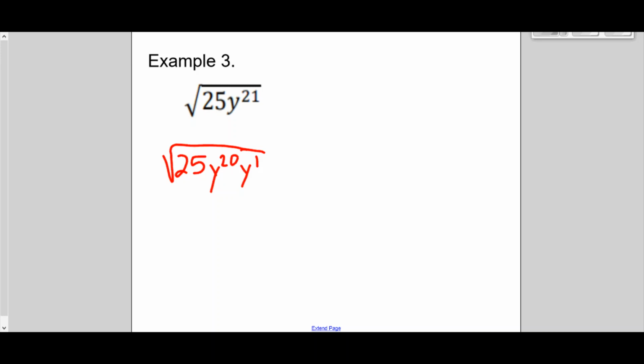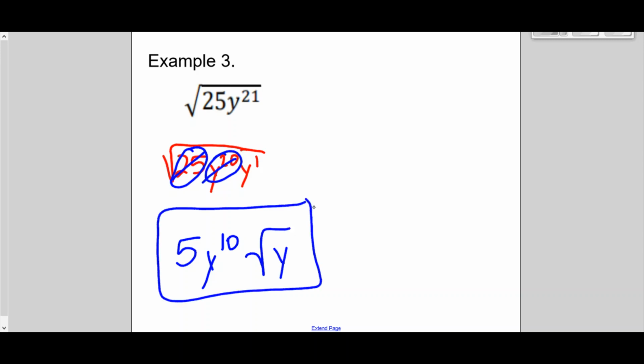And now we can simplify this. So the square root of 25 is 5. Y to the 20, 20 is even, so we're just going to divide that by 2. So that's y to the 10. So those are now gone, and all we are left with is y to the first. So this will be square root of y. So 5y to the 10th times the square root of y.